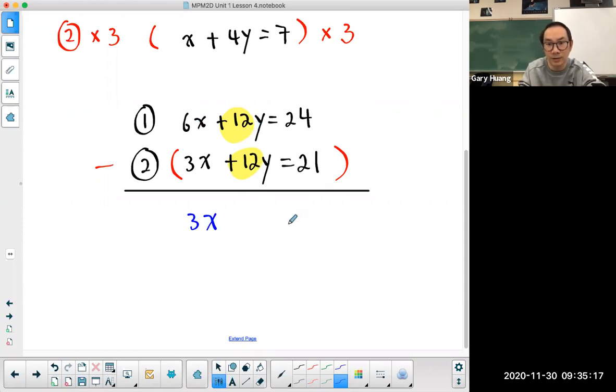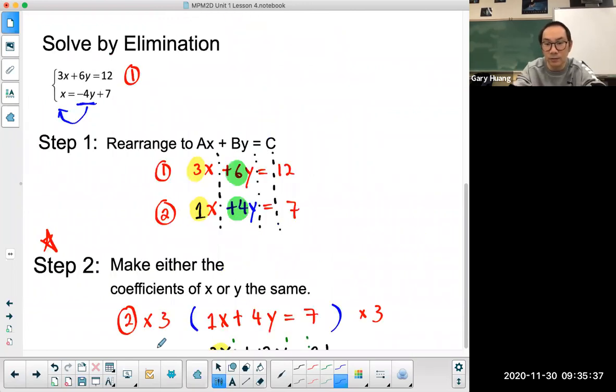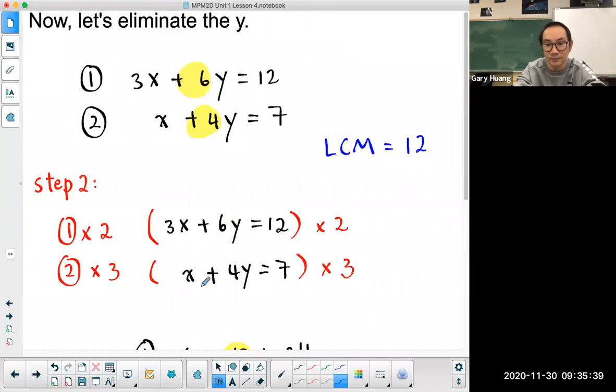The y's cancel each other, so that's gone. 24 minus 21 is equal to 3. So x is going to equal 3 divided by 3, which is 1. And there we go. We have our point of intersection, which is 1 and 3/2 from the last page.